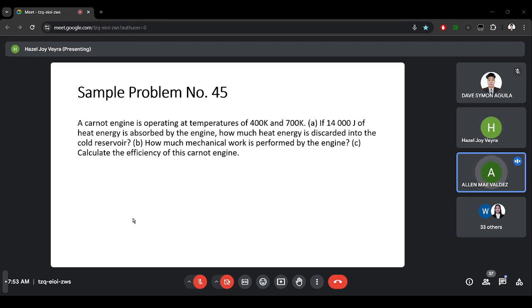Kelvin and 700 Kelvin. If 14,000 joules of heat energy is absorbed by the engine, how much heat energy is discarded into the cold reservoir, and how much mechanical work is performed by the engine? Then calculate the efficiency of the Carnot engine. Okay, so for sample problem number 45, we are going to write first also the given data. So let me call someone to tell us the given data in the problem.